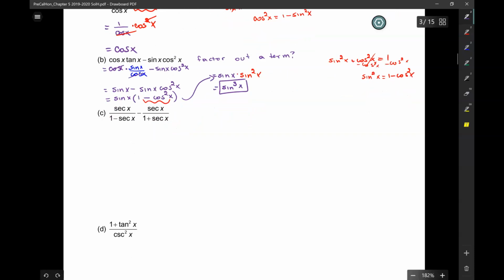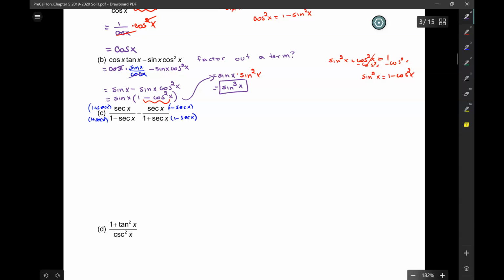Okay, so let's do this next one. You have a fraction plus or minus another fraction, so you have to do a common denominator. You can do it any which way you like. One way to do a common denominator is to multiply the first fraction by 1 plus secant x, top and bottom, and then here I multiply by 1 minus secant x, top and bottom.